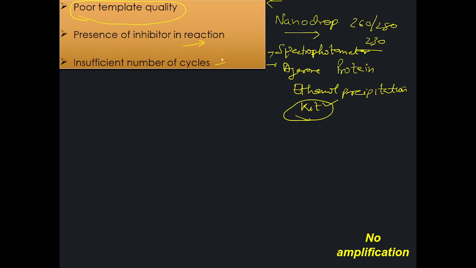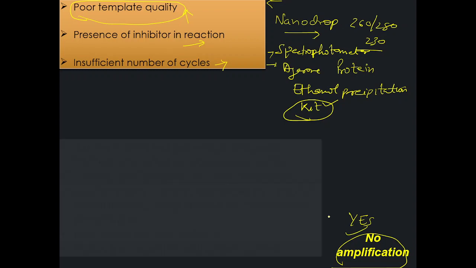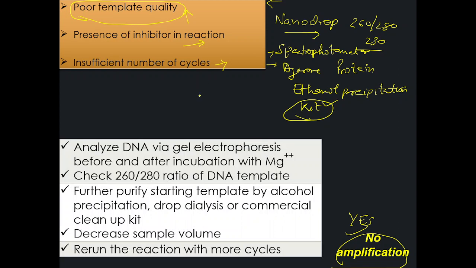There is a possibility that there is an insufficient cycle, but among all of this, I still consider that poor quality of the genomic DNA, based on my experience, is the culprit. If you are able to solve this, then this no amplification can be turned into yes amplification, means you will get the PCR product, and we are trying to solve this in this lecture. All these tips are based on the NEB website.